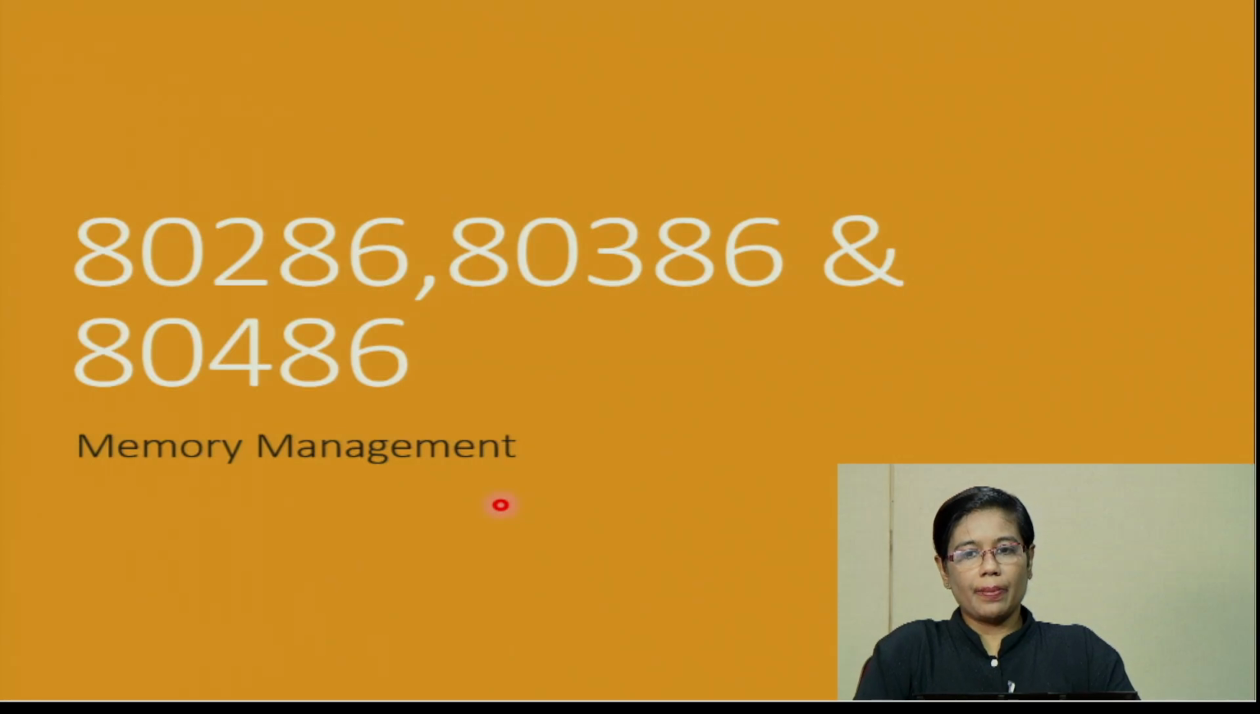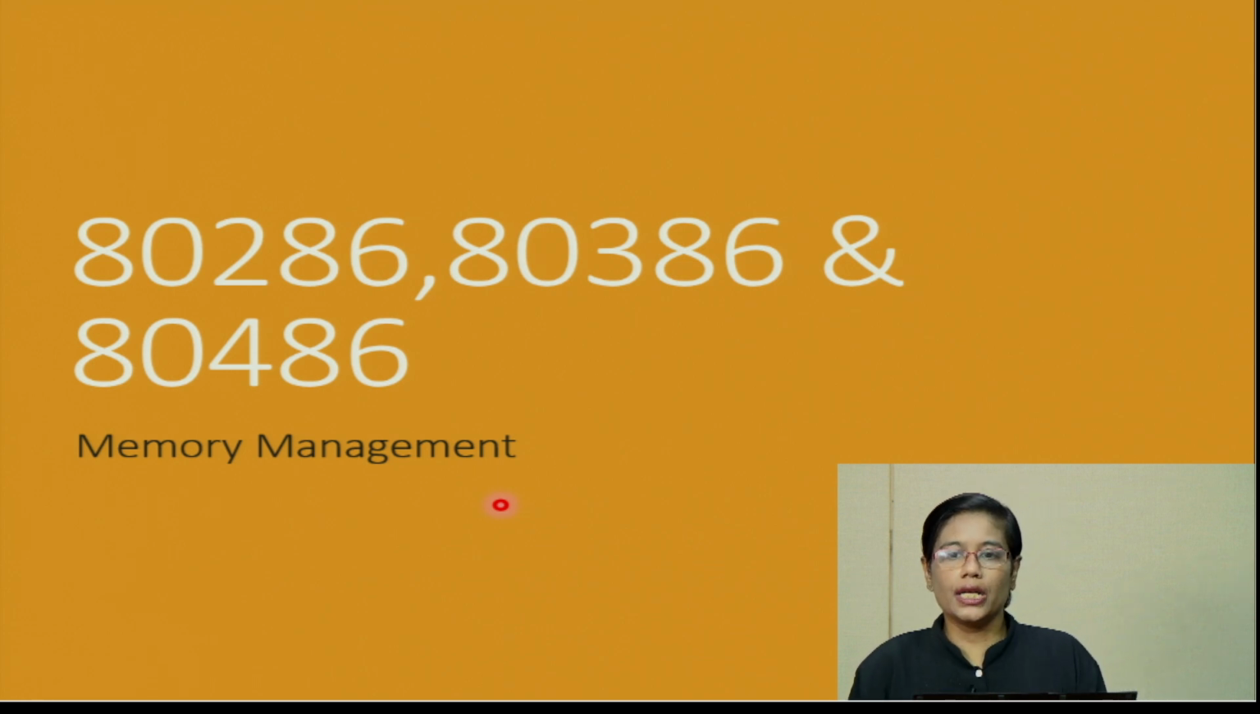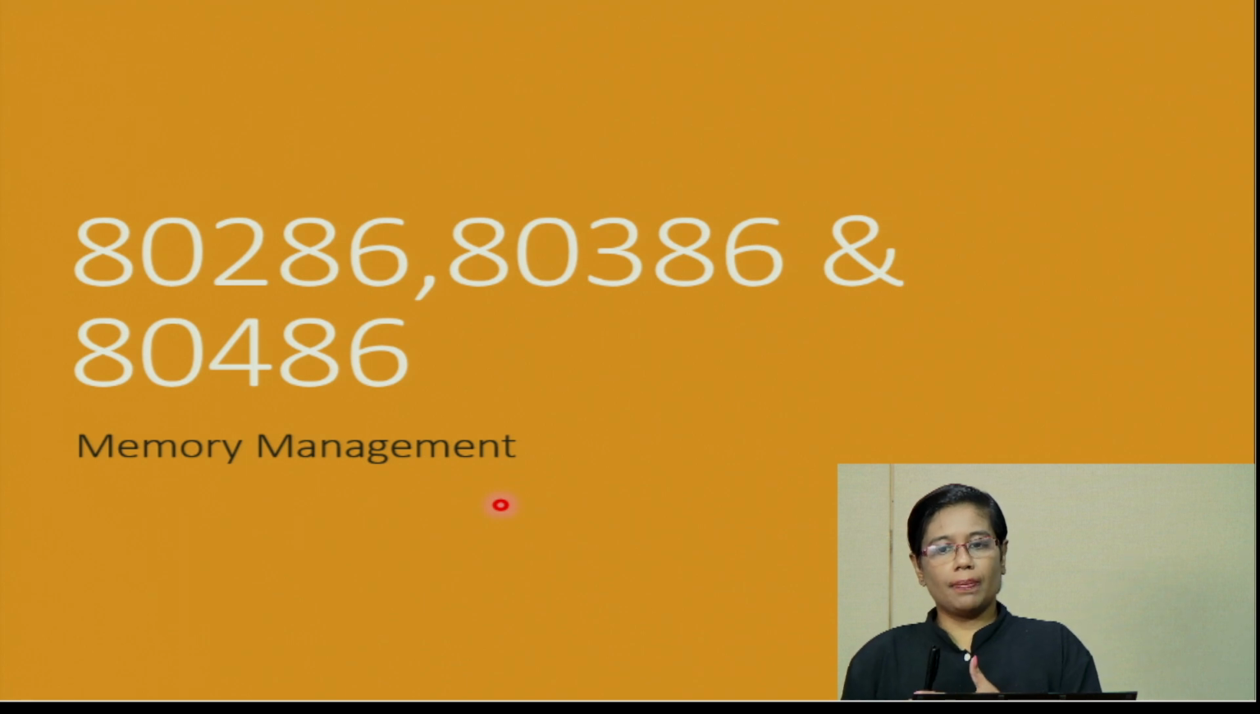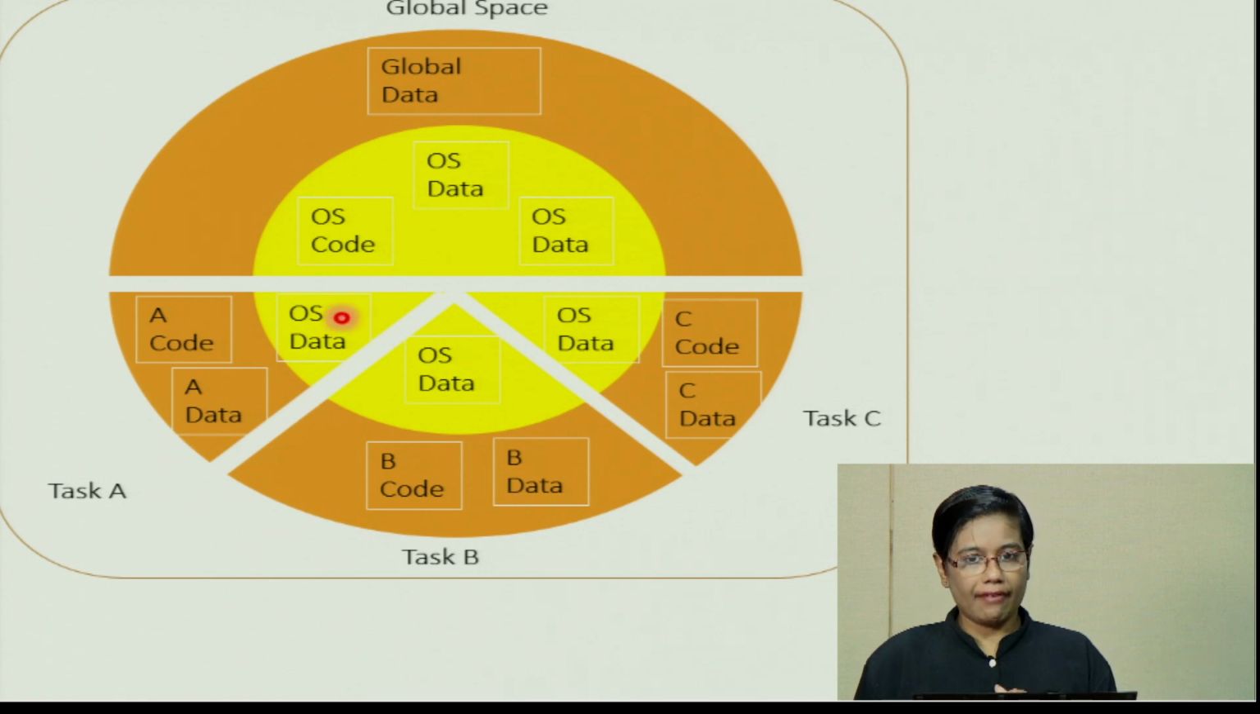We are looking at the memory management features which are offered by 80286, 386 and 486. Now these memory management features are offered by the hardware to support the operating system to implement a multi-user multitasking environment. So we were talking about having multiple tasks resident in memory.